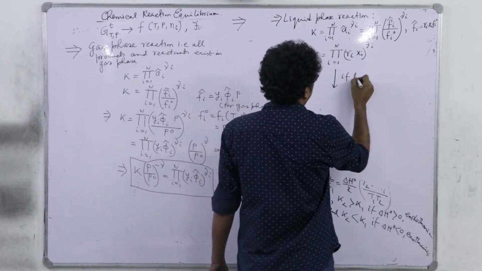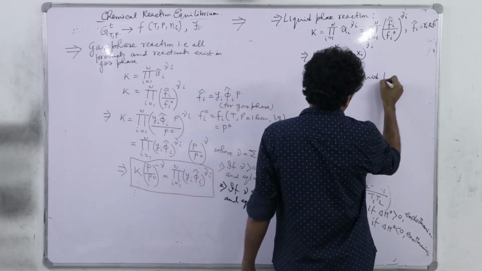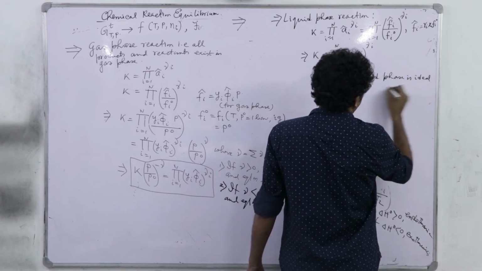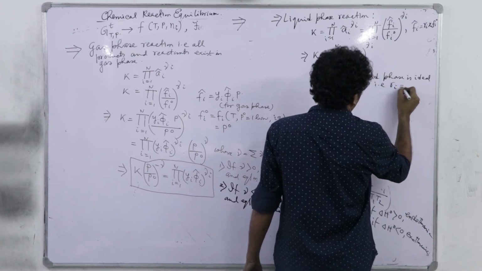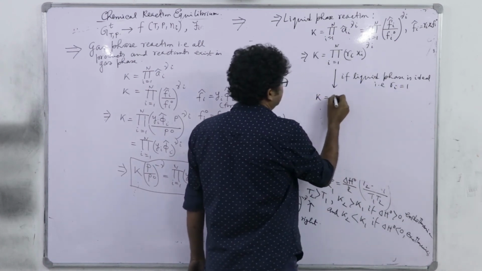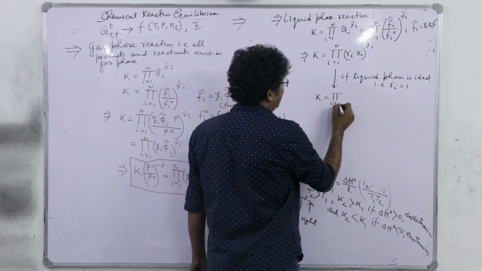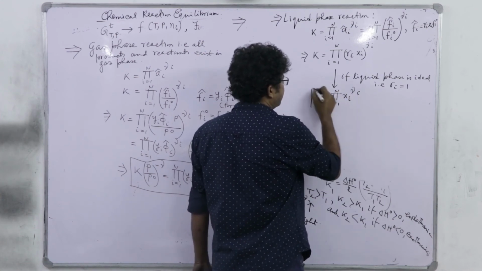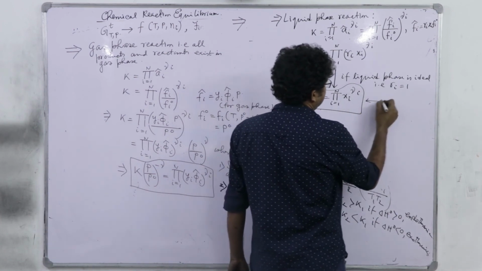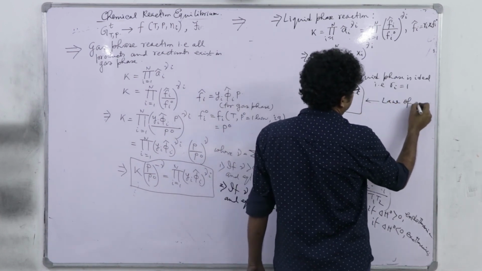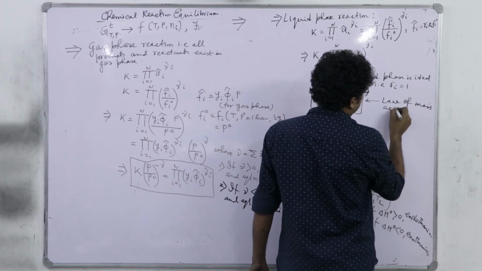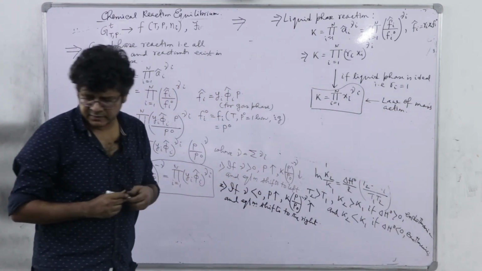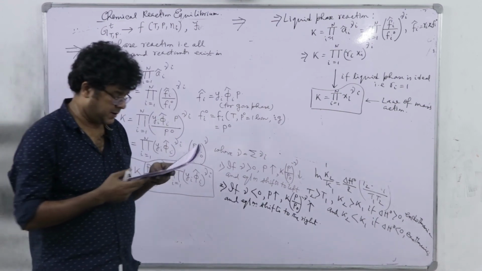If the liquid phase is ideal, that is gamma I equal to 1, this reduces to the well known law of mass action, which we studied in our school days. Right? So that's about reaction equilibrium.